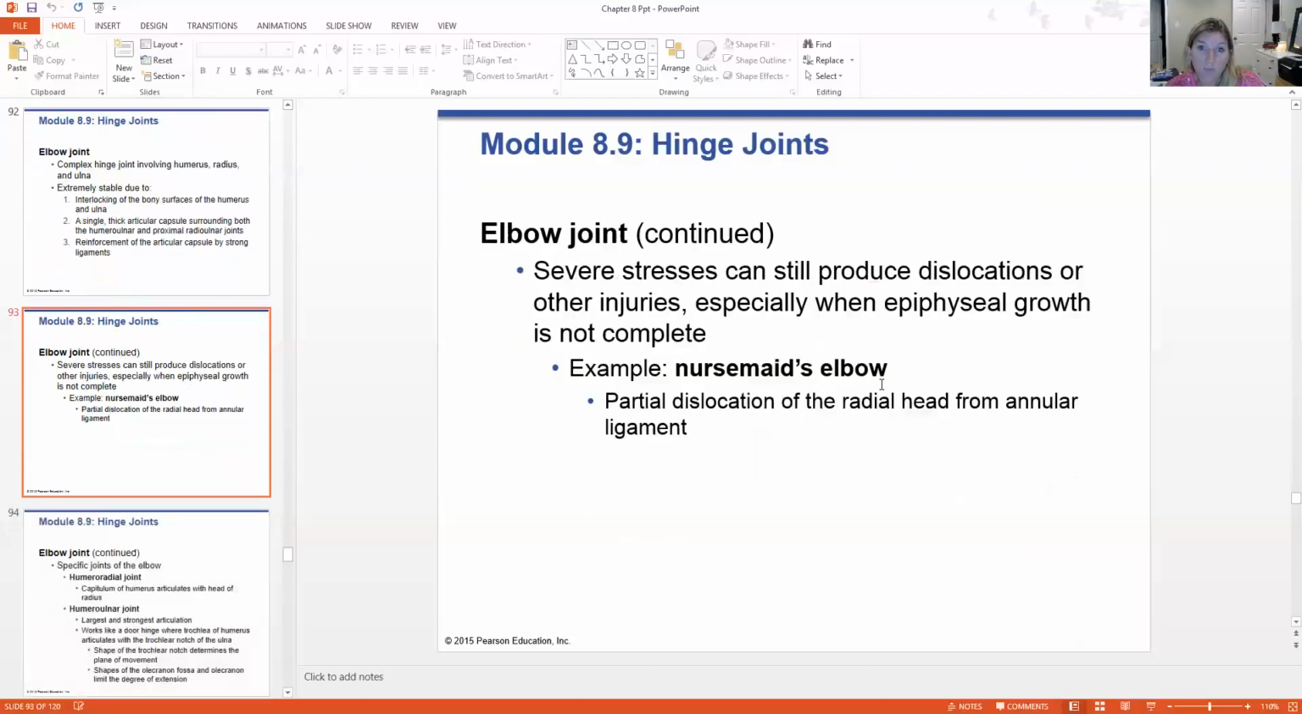Severe stresses can still produce dislocations, especially if the growth hasn't finished on that epiphyseal growth plate. So nursemaid's elbow is a partial dislocation of the radial head. And to be honest, I don't know much about this, but I assume a nursemaid is someone, maybe a young girl, holding babies or helping nurses, and just extreme working of that joint before it was done growing.